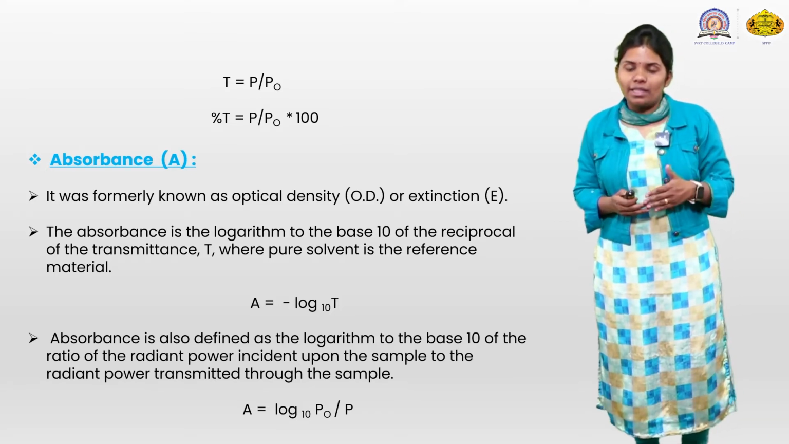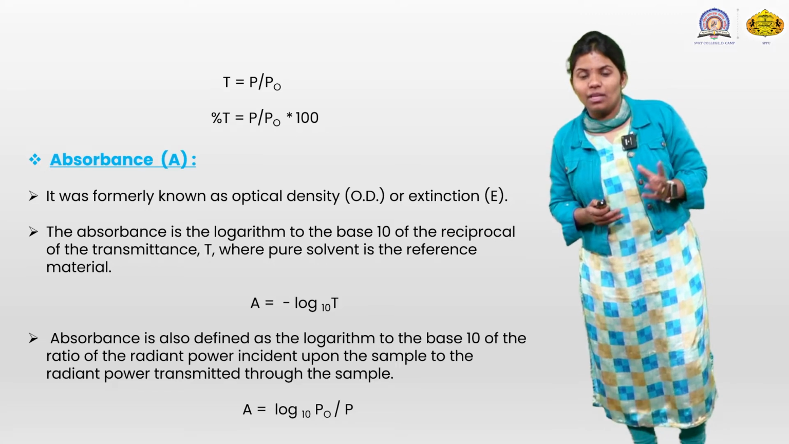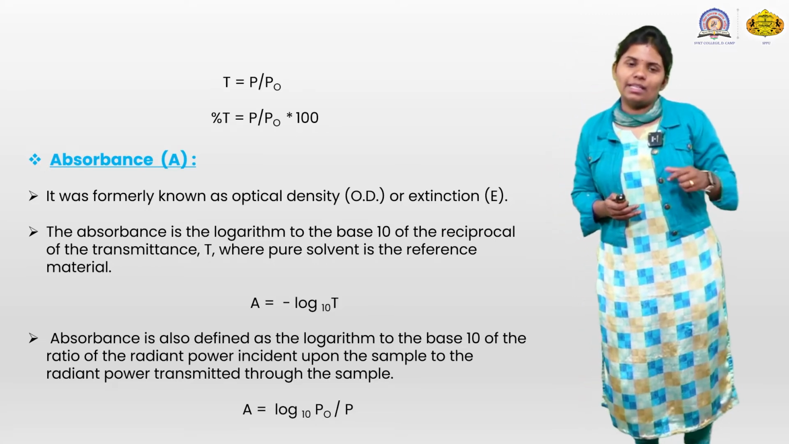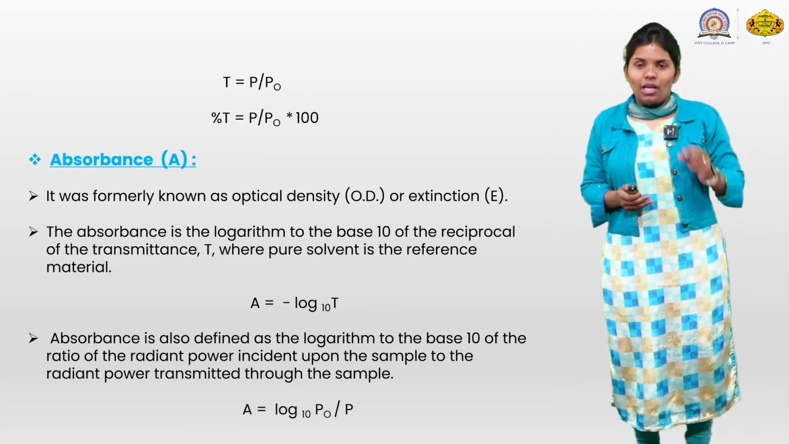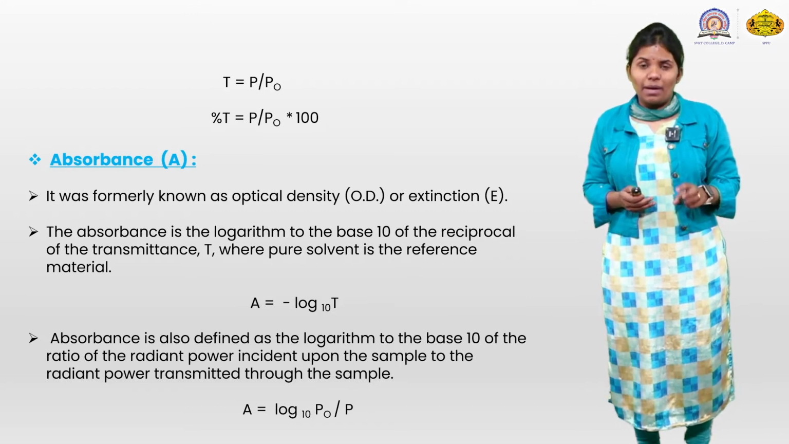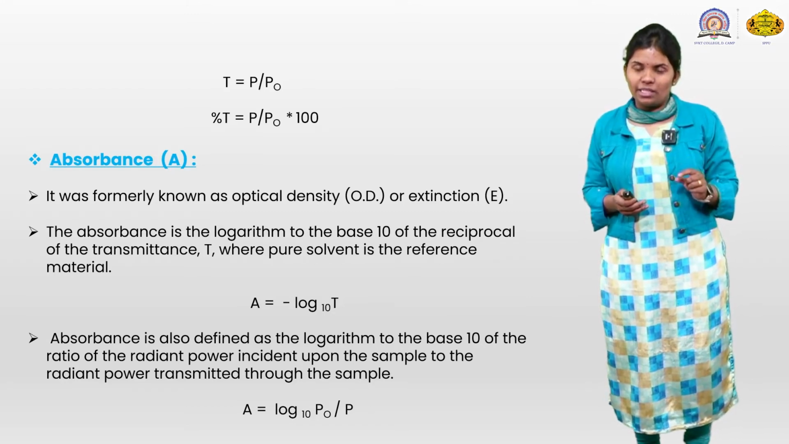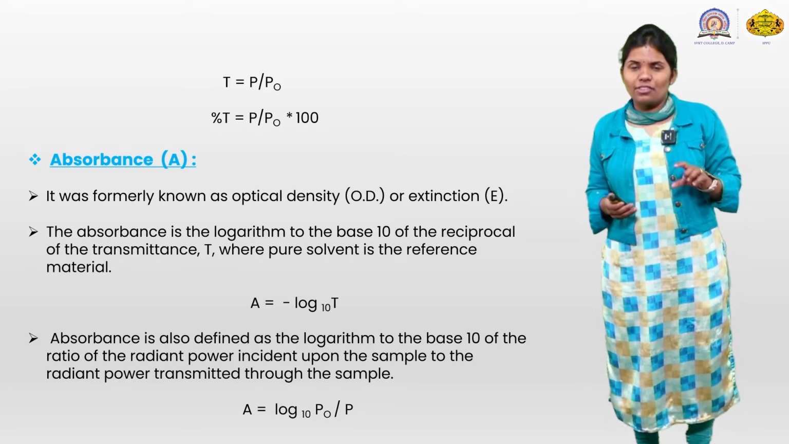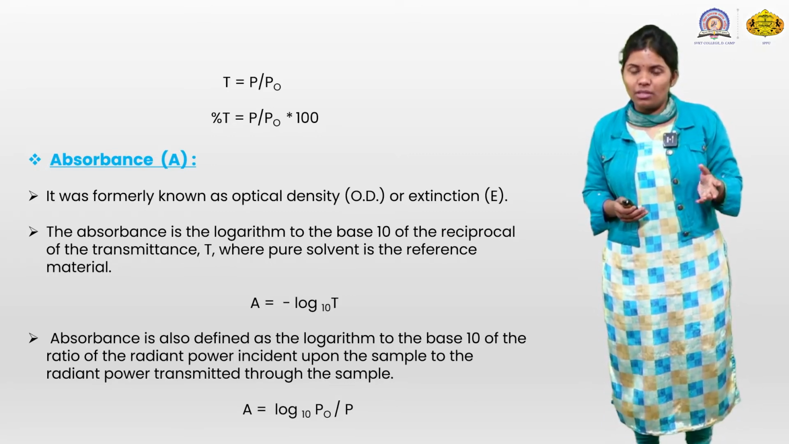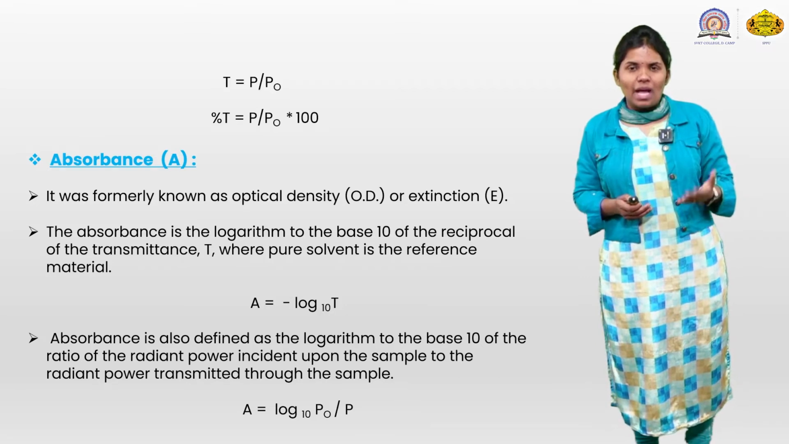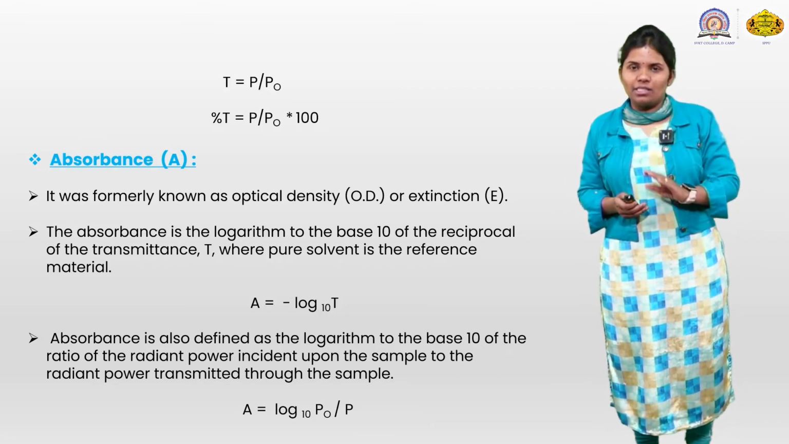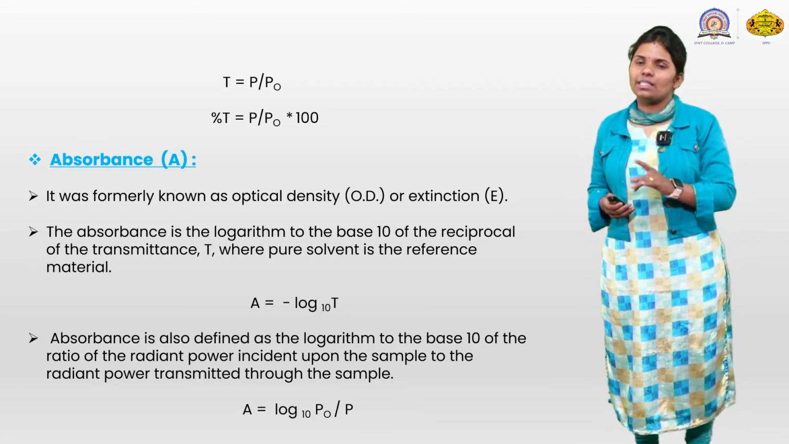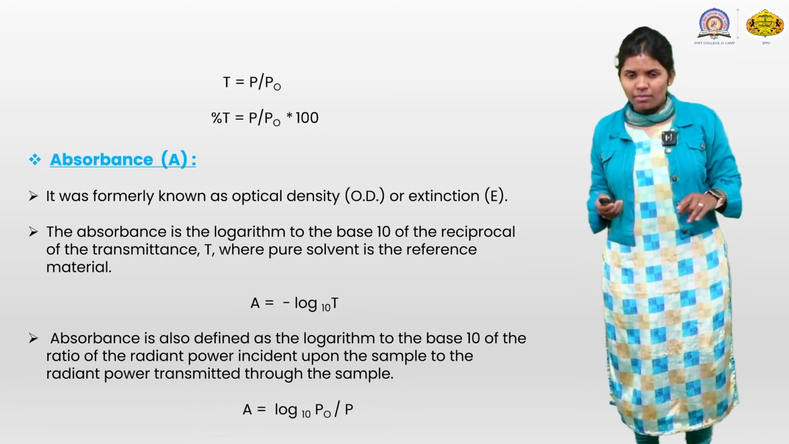A is equal to log 10 of P0 upon P. So transmittance and absorbance are exactly opposite phenomena. In a colorimeter, in a practical, you set the absorbance for a reference solution, for example water. Absorbance is 0 as water is colorless, and transmittance is 100%. So, they are exactly opposite phenomena.